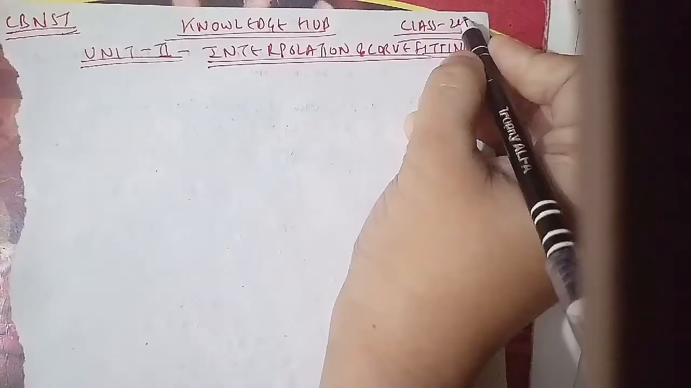Today we're going to start with your CBNST class, that is, Computer Based Numerical and Statistical Technique. This is your 24th class. In the last session, we completed the 23rd class, where we had finished unit 1 as well. The name of that unit was computer arithmetic, errors and rules of equation.